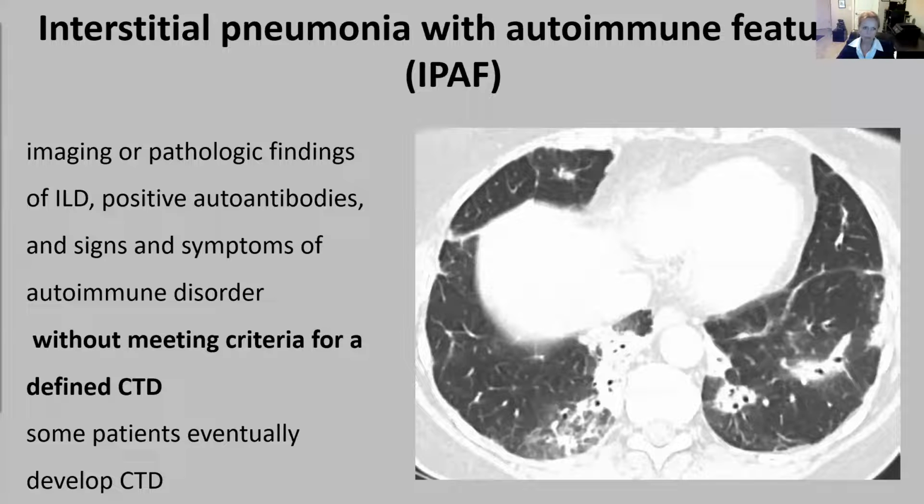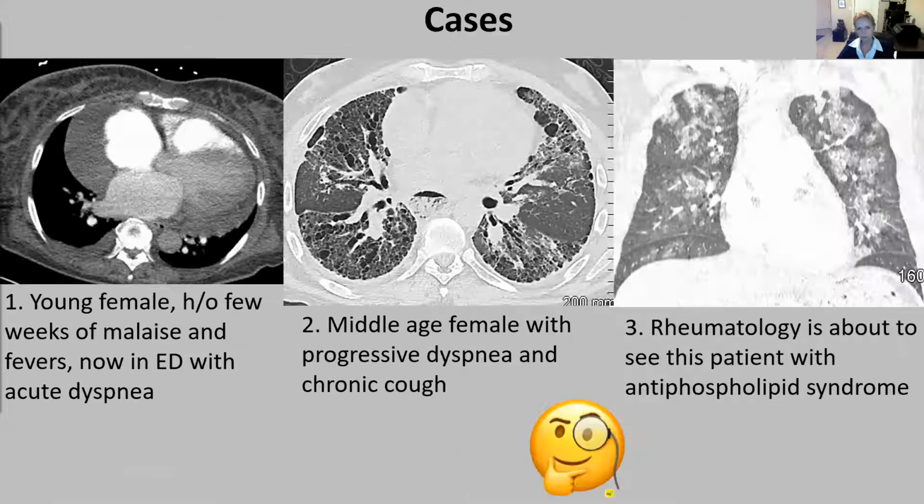This is one more entity that I wanted to mention. This was a patient who presented with OP pattern and had positive autoantibodies, but did not fulfill criteria for any connective tissue disease. So this patient was diagnosed with interstitial pneumonia with autoimmune features. Some of these patients eventually develop connective tissue disease. Let's go back to our cases.